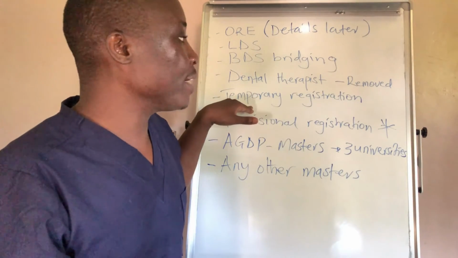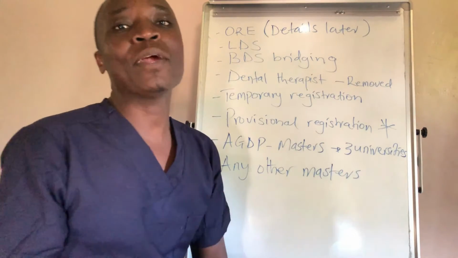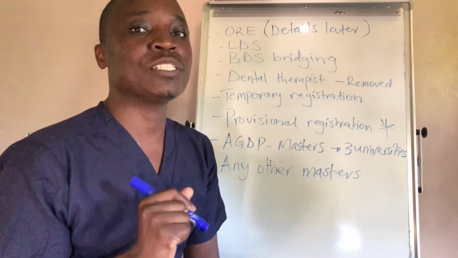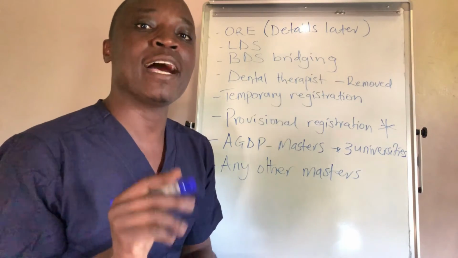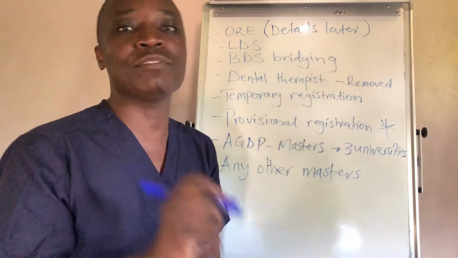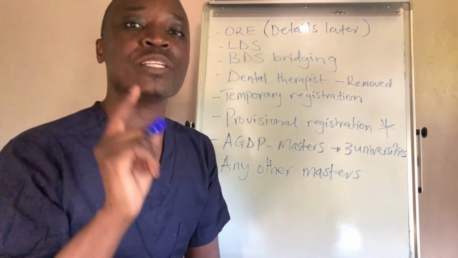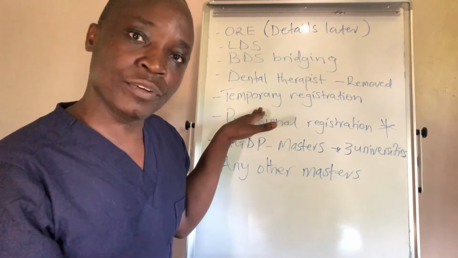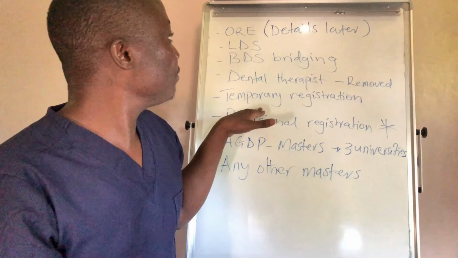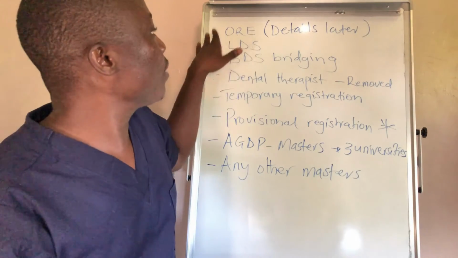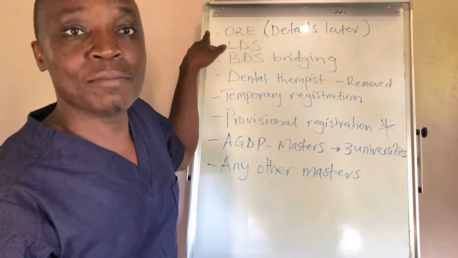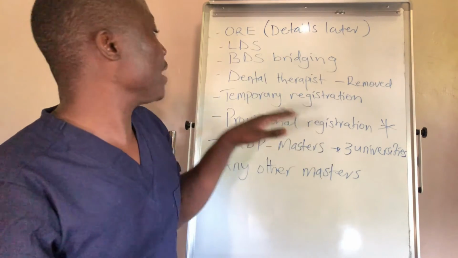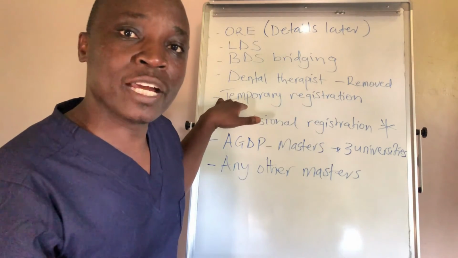Then we have temporary registration. Temporary registration is granted under very special conditions. Usually there are training conditions, and they are not given for a period exceeding 24 months, that is 2 years. They expect that by the end of the 24 months, you would have done one of these exams and passed and got a proper license. But yes, this is also one of the routes you can explore.